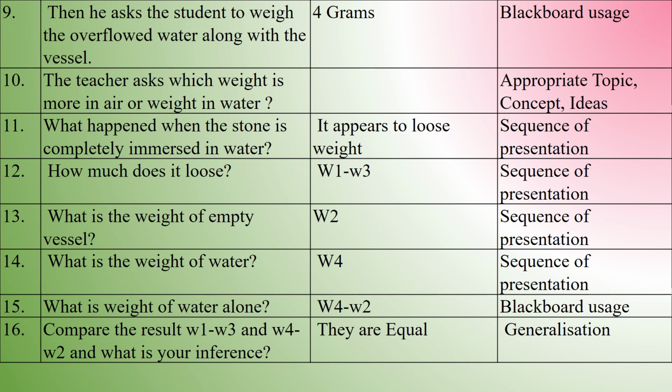Then the teacher will ask the question, what is the weight of the empty vessel? The student will answer that it is W2. After this, the teacher will ask the student the question, what is the weight of the water with the vessel? The student will answer that it is W4. Then the teacher will ask the question, what is the weight of water alone? The student will answer that W4 minus W2 is the weight of water. The component used is blackboard usage.